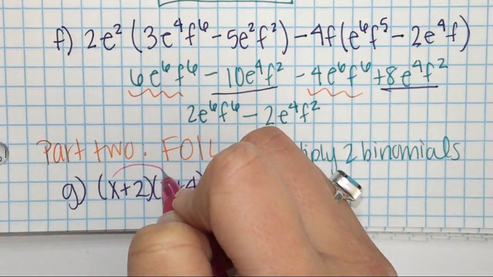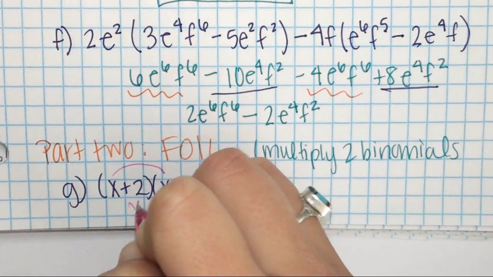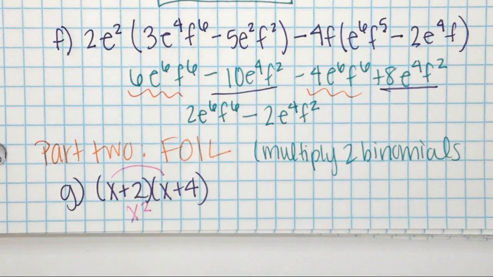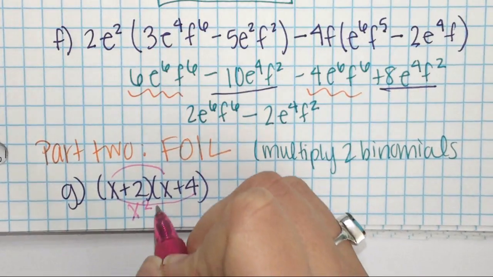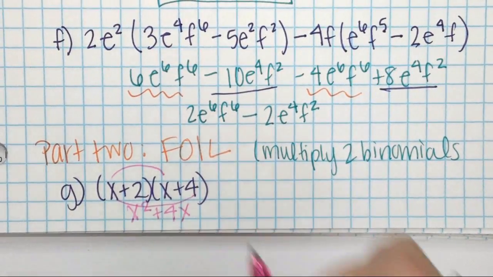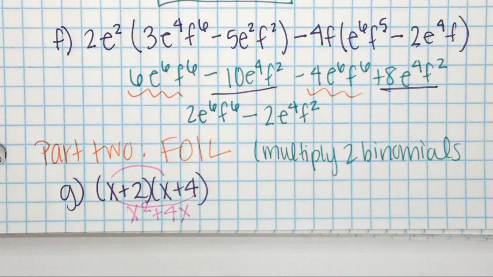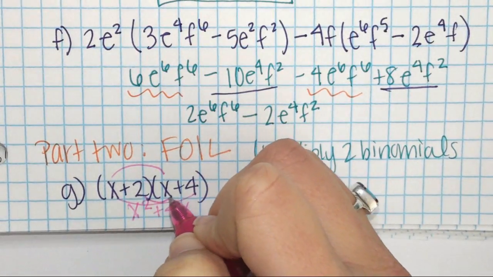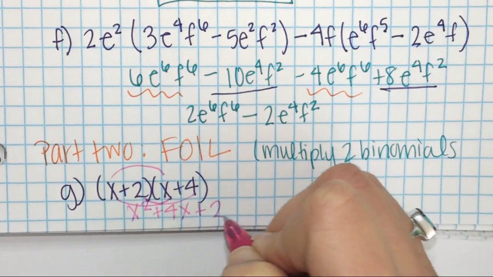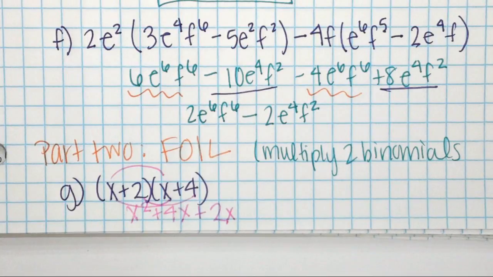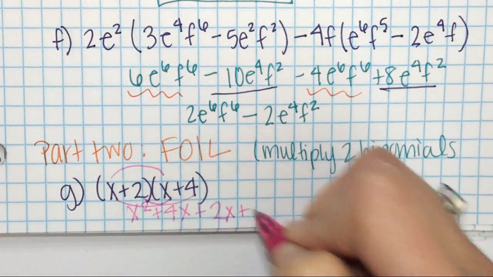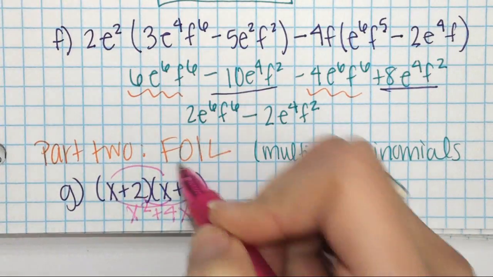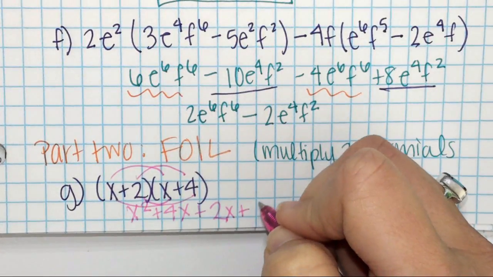Alright, you're going to multiply x times x, and you get x squared. Those are the first two things that you multiply together. Then you multiply x times 4, and you get 4x. Then you multiply 2 times x, and you get 2x. That's the inner. And what's the last thing that you multiply? 2 times 4, and you get 8.